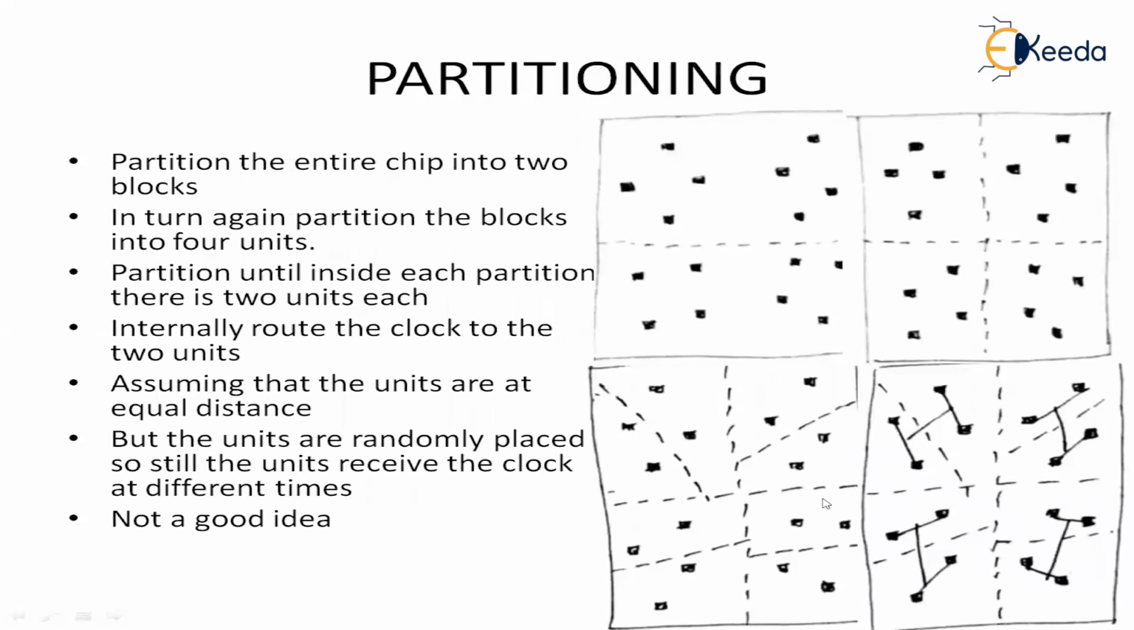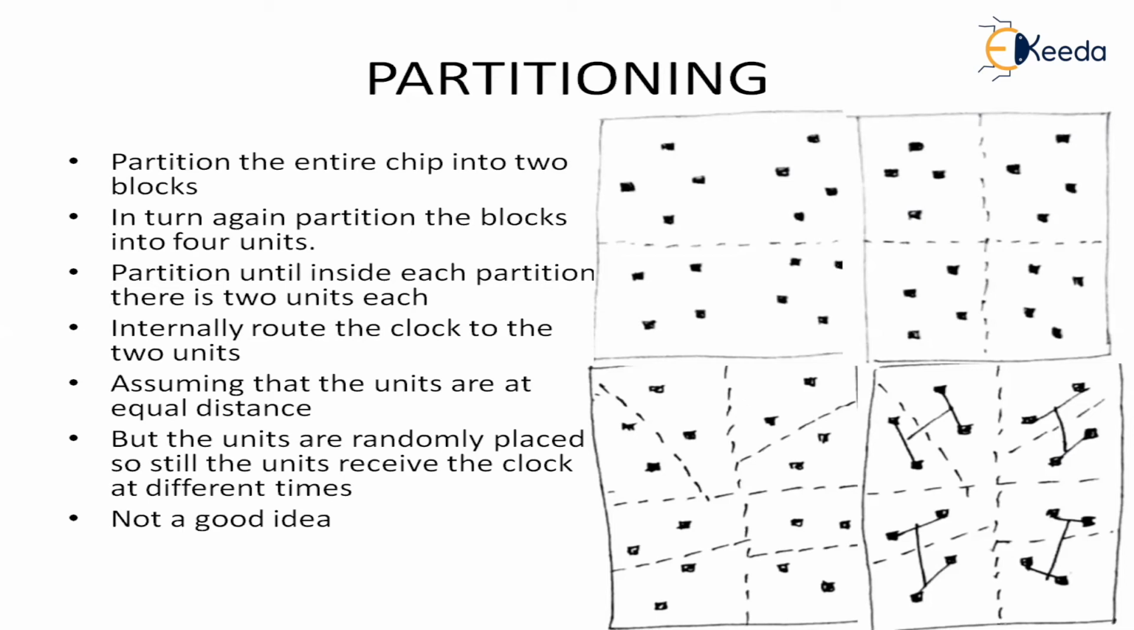So I'm going for the next technique, which is called partitioning. In partitioning, the entire chip is divided into 2 blocks. Again, these 2 divided blocks are further partitioned into 4 blocks. Again, I am going to partition my blocks in such a way that only 2 units or 2 blocks are present in each partition, and I partition until each partition has 2 units. Up to how long must I partition? I must partition until inside each partition there are only 2 units.